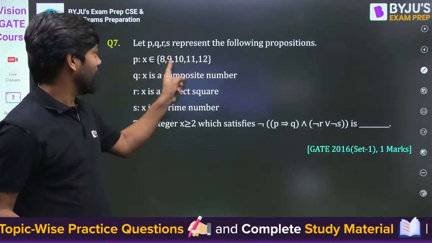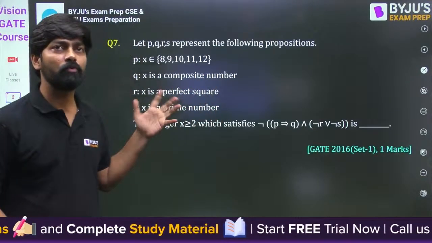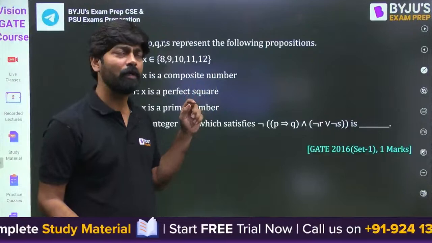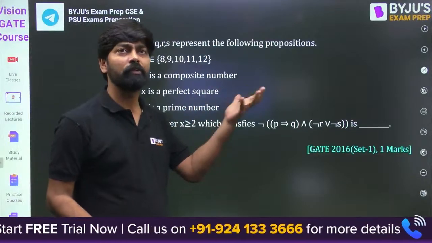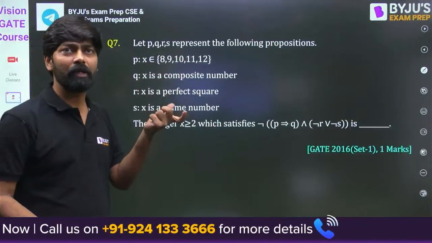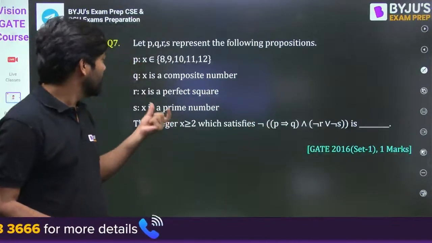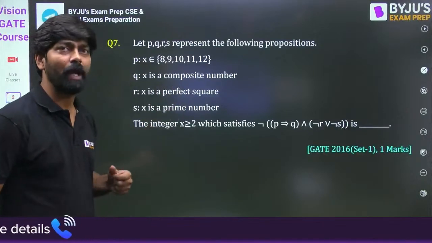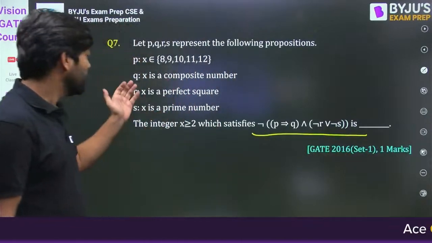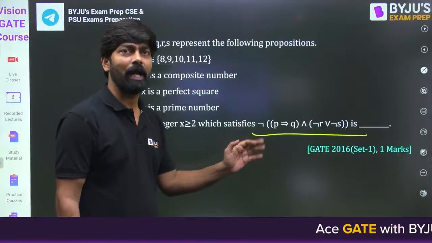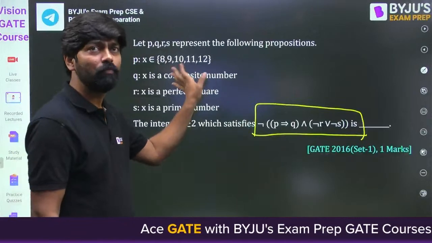P they have given 8, 9, 10, 11, 12. Q they have given X is a composite number. Composite number means it is a product of two factors. It cannot be prime. It cannot be 1. Perfect square means if you can write an integer as the square of another integer, like 9, which is a perfect square. And prime number everyone knows. So they are giving some statements here and asking which of the following conditions is satisfied. Either you can simplify this and then put the value.